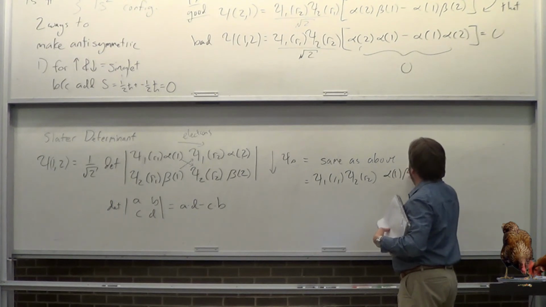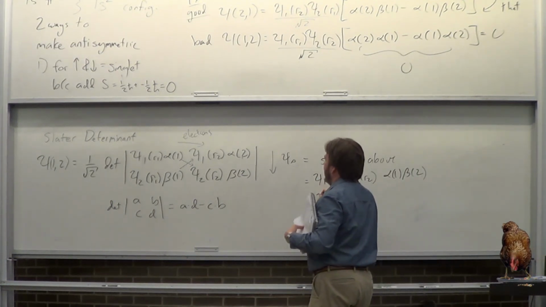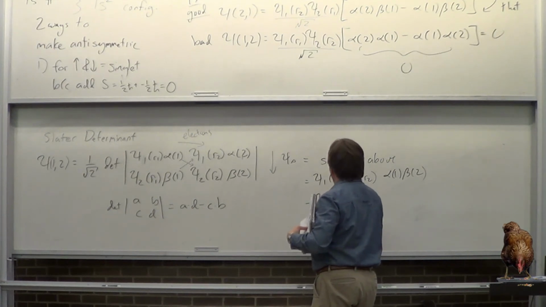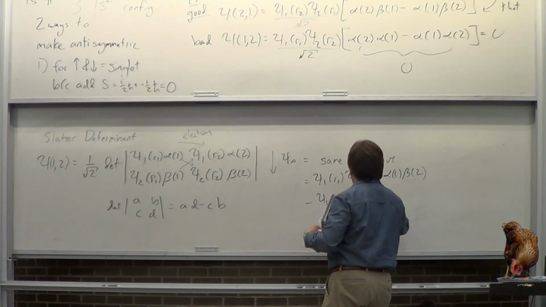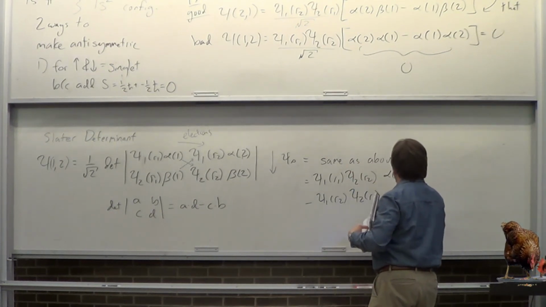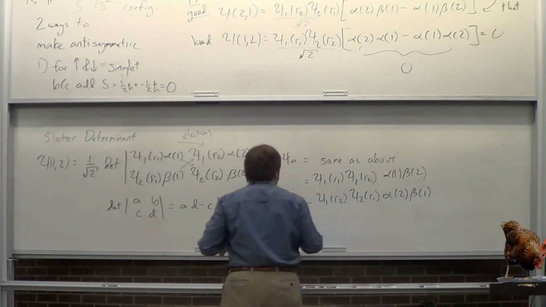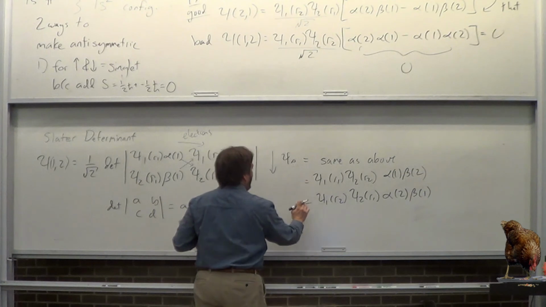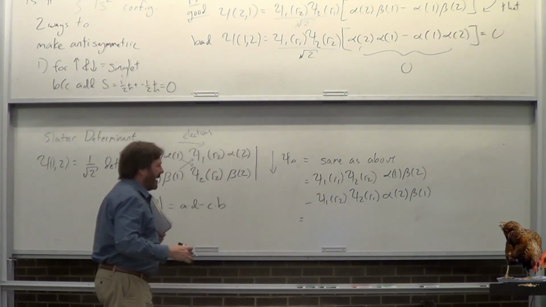Alpha 1, beta 2, minus psi 1, R, psi 2, R1, alpha 2, beta 1. Okay. Yeah, minus that. Okay. All right.